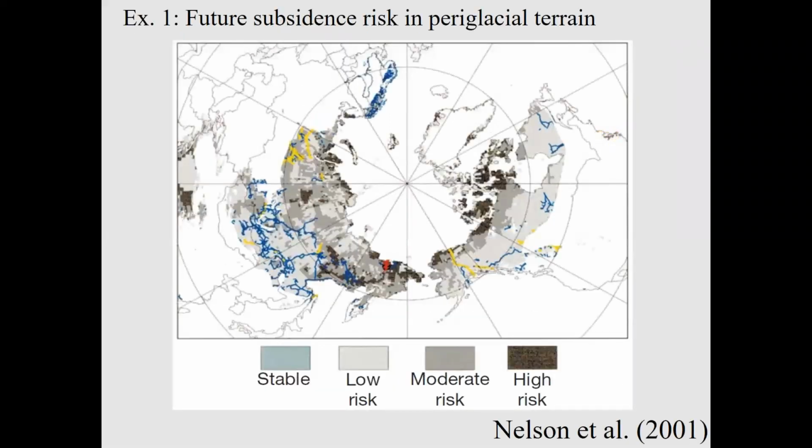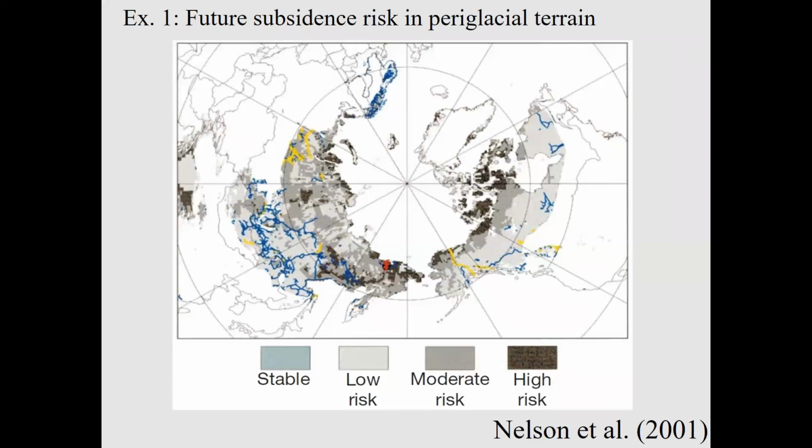So just to give you some examples of what I consider to be useful forecasts of critical zone properties and hazards associated with the critical zone. This one is quite old. This is from 2001, Nelson et al. And what was being done here was to identify, in a sort of classification scheme, areas of periglacial terrain where the permafrost was likely to degrade and lead to subsidence threatening infrastructure like oil pipelines and buildings and things like that.